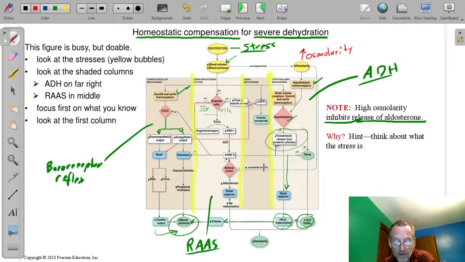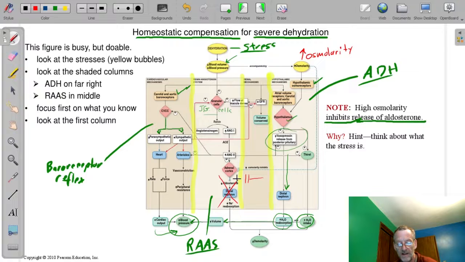So increased osmolarity inhibits. And this textbook uses a symbol of those two little dashed lines to mean blocking or inhibiting. So if you have high osmolarity by itself with dehydration, that will inhibit the release of aldosterone, and you don't get this portion showing up. It's not involved. The rest of it still works, but you just don't release aldosterone. So why not?